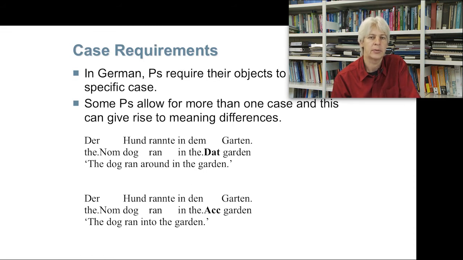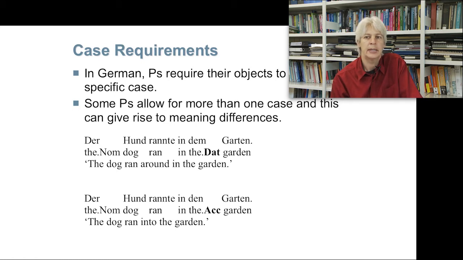To illustrate the case requirement, just so you see what happens, I've given you an example from German here. In German, the prepositions require their objects to have a specific case. This is something you have to learn if you learn German. Some prepositions allow for more than one case. This is a very famous example in German. So if you have "der Hund rannte in dem Garten," where the "dem" is an article and it's case marked with its dative, and you have the "in," that means the dog ran around in the garden. So the dog was already in the garden, is running around in there.